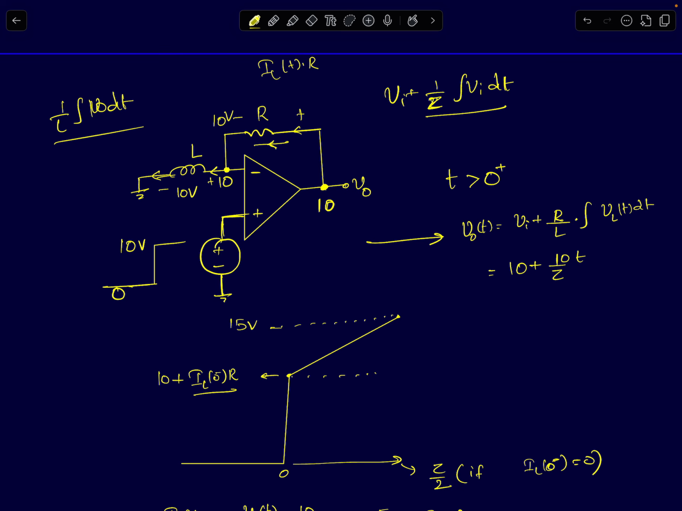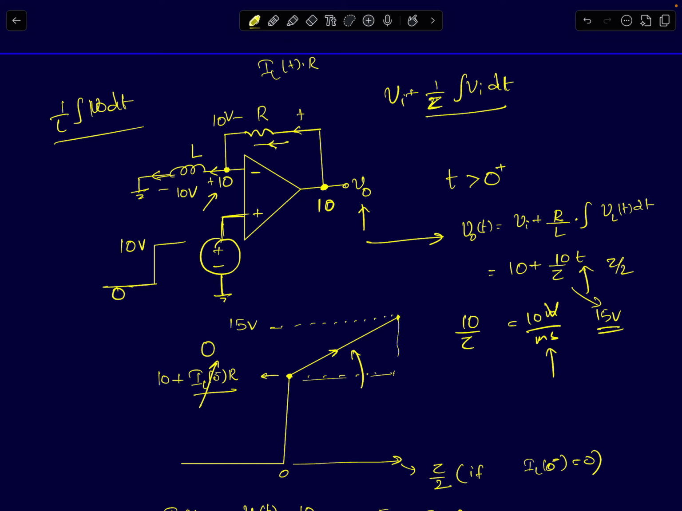Okay, so the voltage across the resistor will increase linearly. The output voltage is simply the voltage across the resistor plus 10 volts. So it starts off at 10 and starts increasing linearly with a slope of 10 by tau volts per second. If you assume tau as 1 millisecond, it increases at a rate of 10 volts per millisecond. So if we are assuming IL of 0 minus is 0, the output voltage jumps to 10 volts, and from then onwards it starts increasing linearly with a slope of 10 volts per millisecond. So within half a millisecond it will reach 15 volts. If you substitute t equals tau by 2, which is half a millisecond, V0 will become equal to 15 volts.